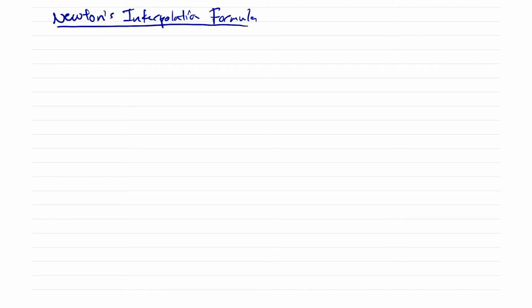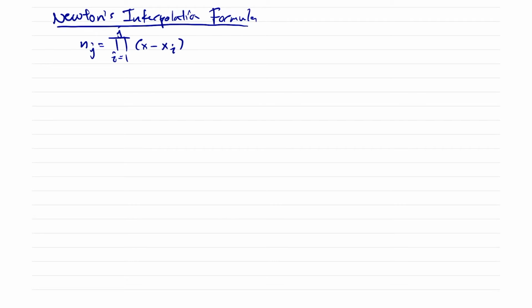So let's go ahead and talk about it. Newton's interpolating formula is basically based on these extra little polynomials, and we'll call them Nj. So Nj is going to basically be the product of i going from 1 to j of x minus xi.